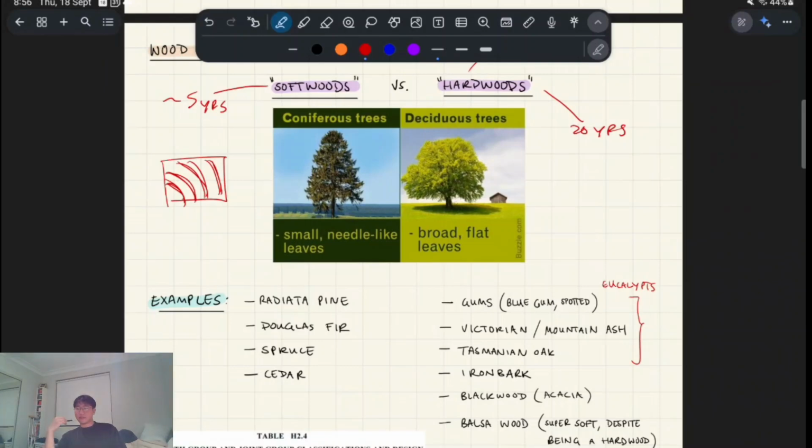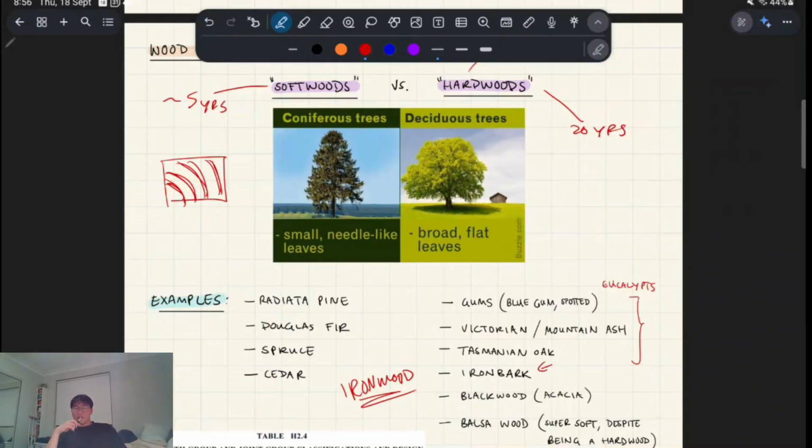Ironbark's another one you see in Australia. The bark is really hard, so it'll blunt tools if people try to cut them down or put nails in them. Yeah, you're going to blunt your tools because the bark is so hard. And another one is ironwood. Ironwood's incredibly heavy. So is ironbark. Ironbark's relatively heavy as well.